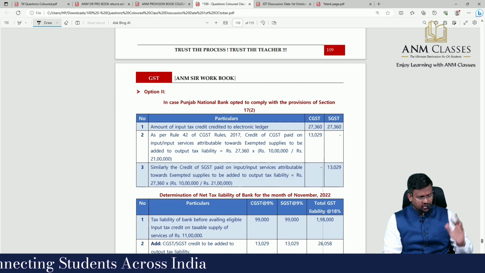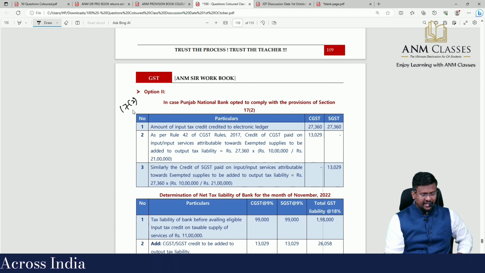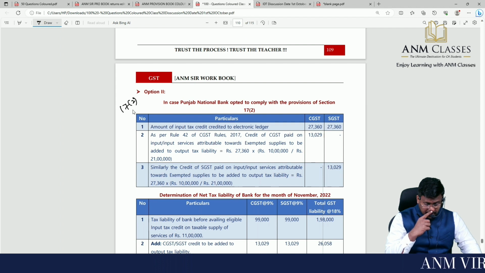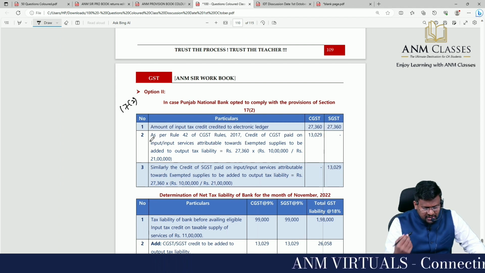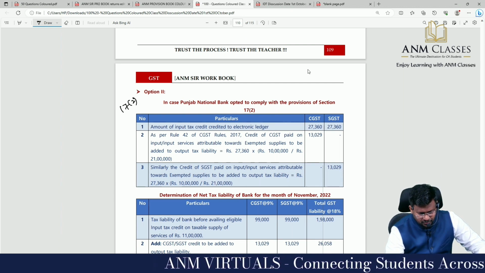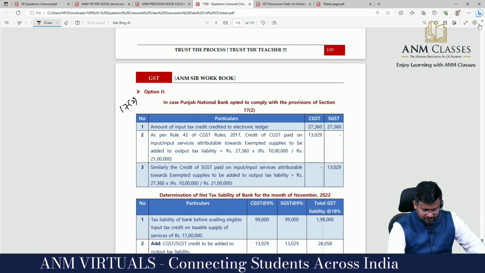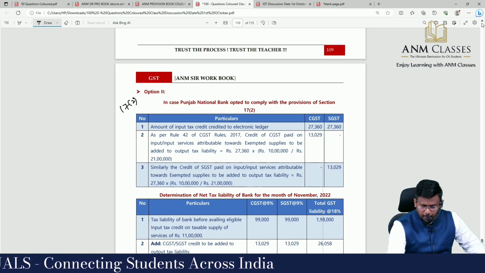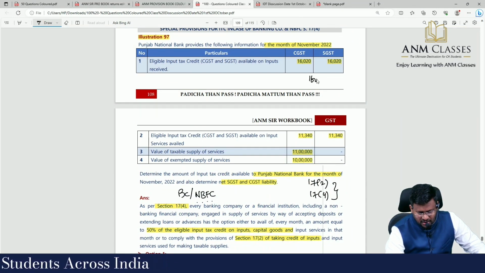Shall I move to the second option, which is the normal route, the 17 subsection 2 route. In case Punjab National Bank opted to comply with the provisions of 17 subsection 2, what is the amount of ITC credited to ECL? Full amount can be credited. How much were the inputs? Were the inputs 27,360? No, the inputs were only 16,020.